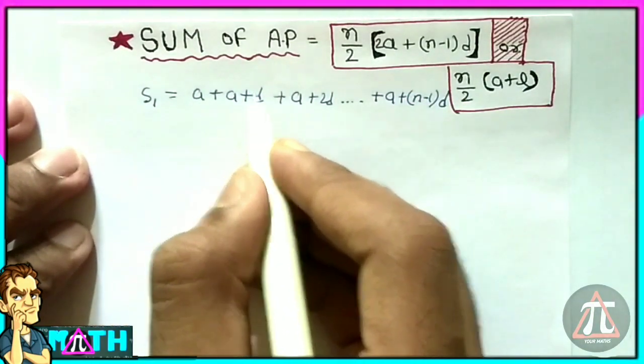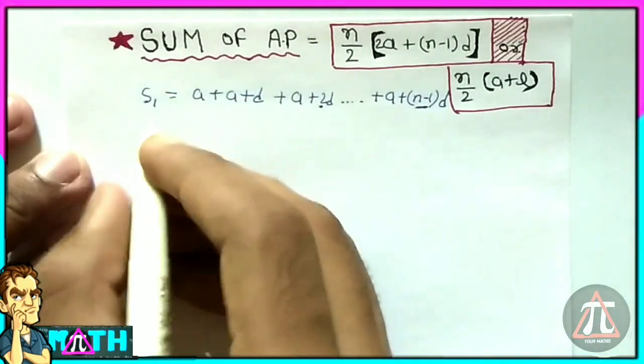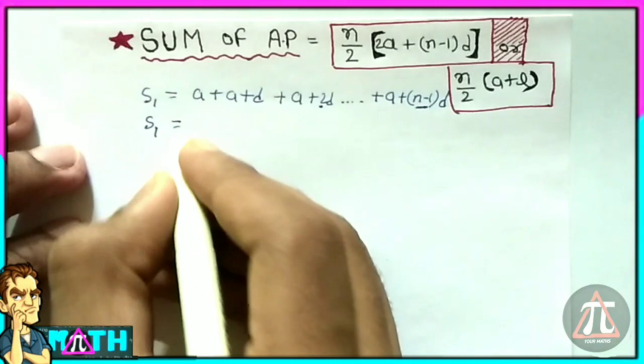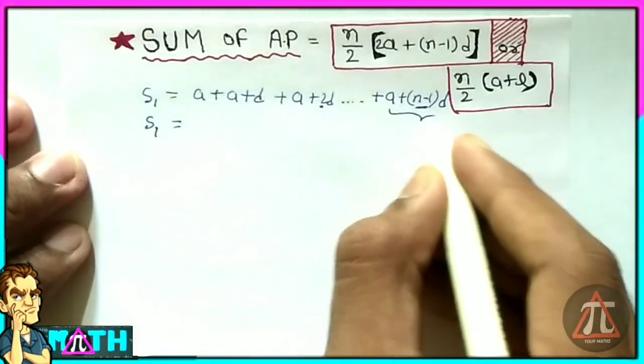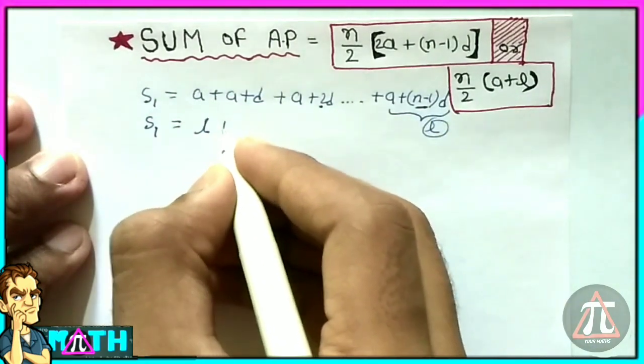Because in the second term you can see, and in the third term there is 2d. So in the nth term there is (n minus 1)d. Now in S1, remember that this term is l, the nth term or the last term of the AP. We can write it as l.